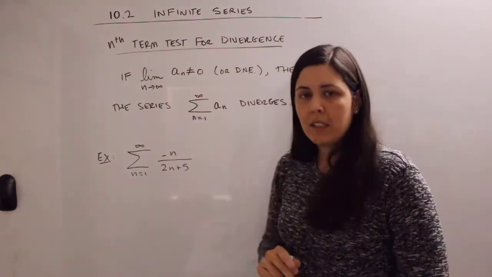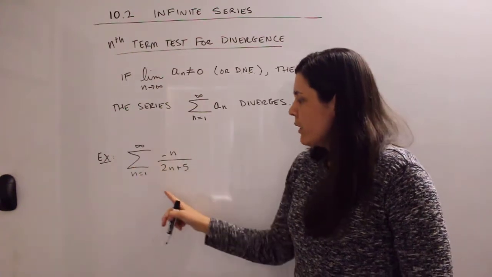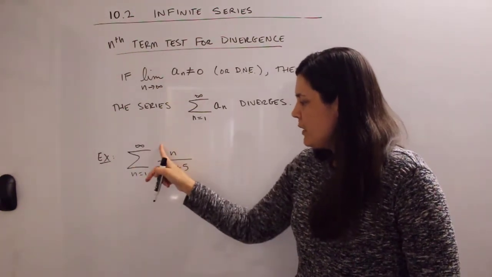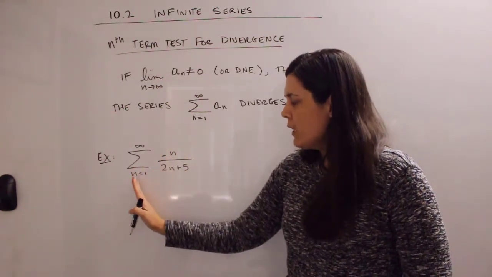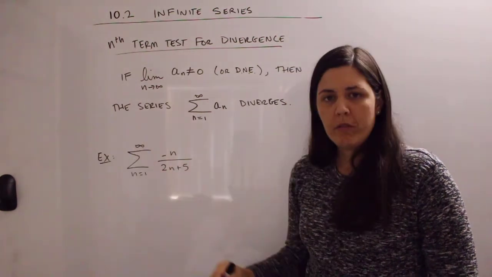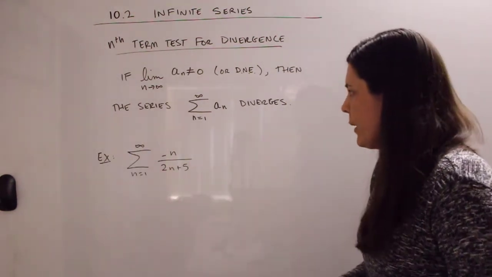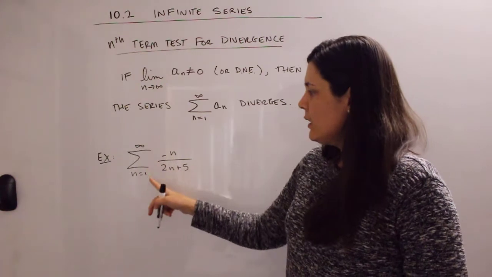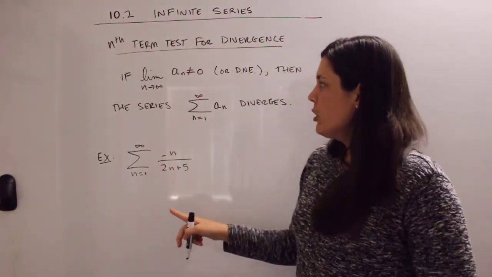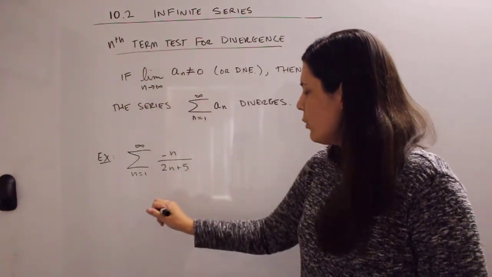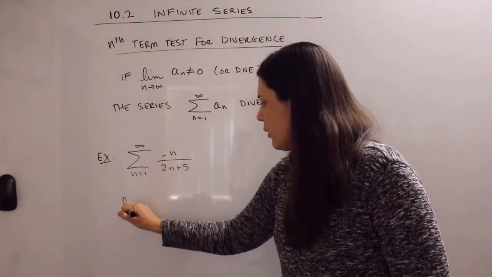I'll show you with this example. So here is a series. These terms would make up a sequence, and we're adding them. We're adding the terms from term 1 all the way to term infinity. Just keep adding the terms. What we're going to do is say, does this series diverge based on this limit of its sequence? So we're going to start with the limit of the sequence.